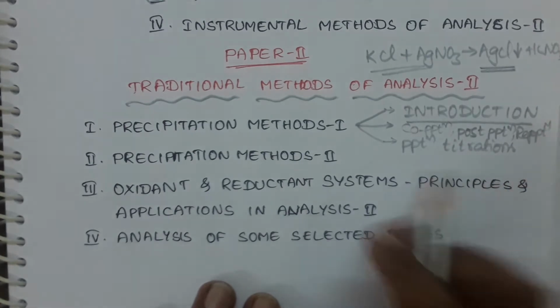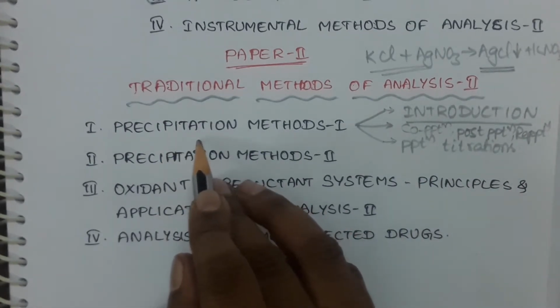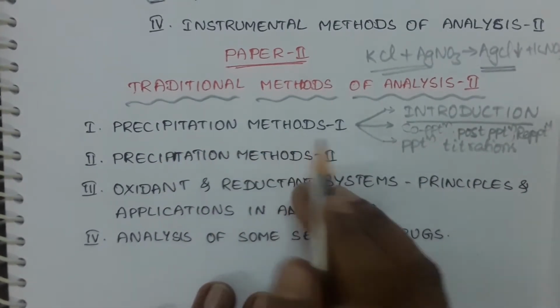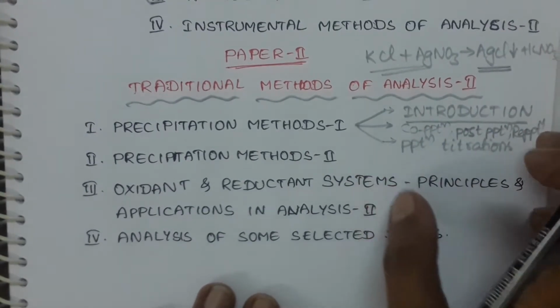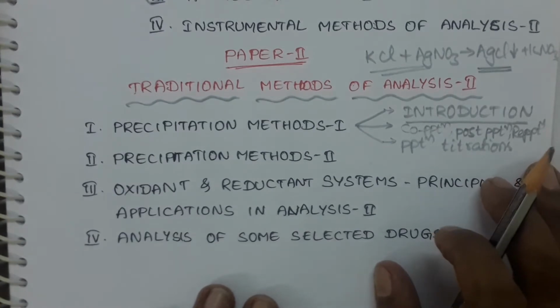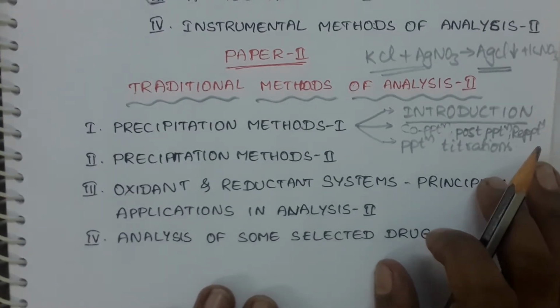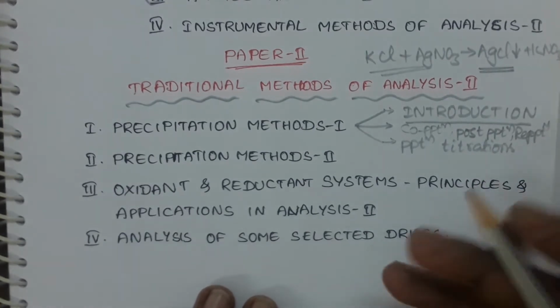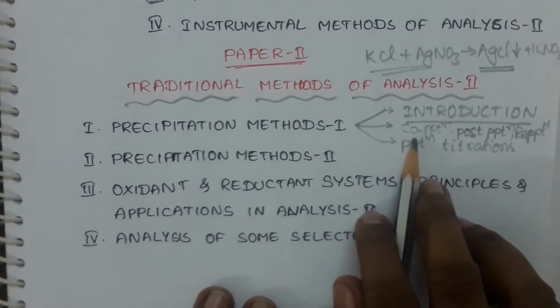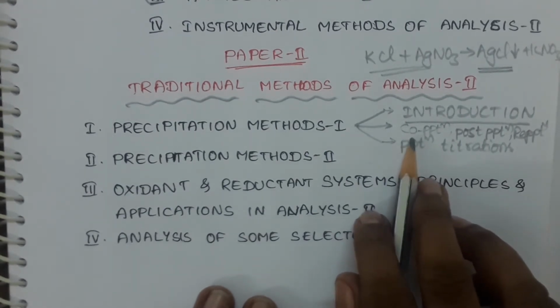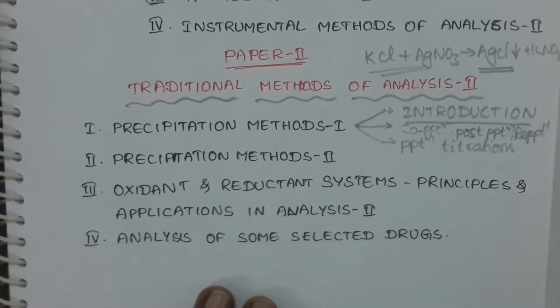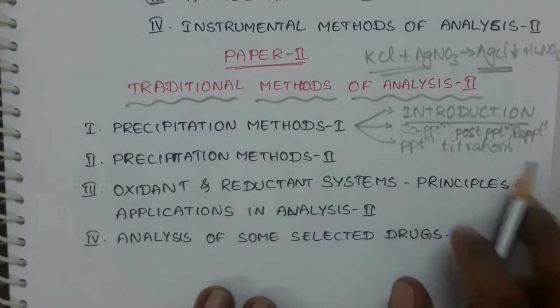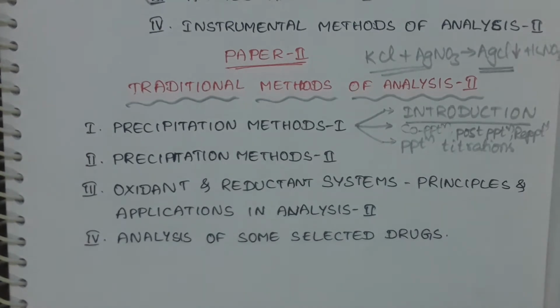Is it clear? So in unit 1, precipitation methods 1, we are going to discuss the introduction, meaning the terminology involved in precipitation processes, second part co-precipitation, post-precipitation, reprecipitation, and next precipitation titration.